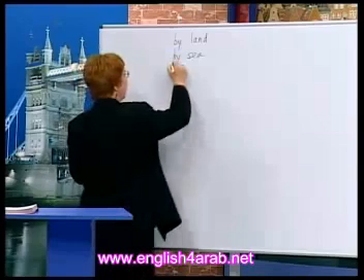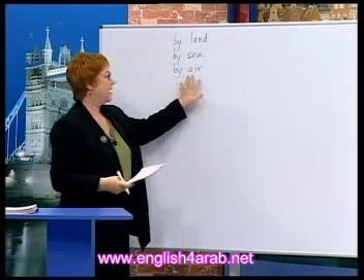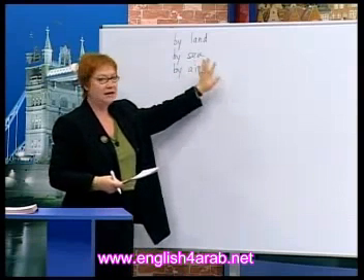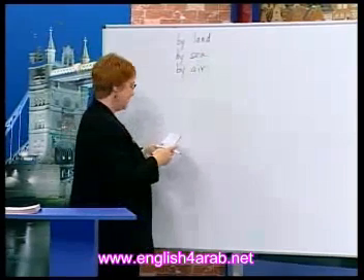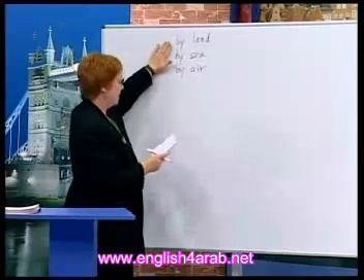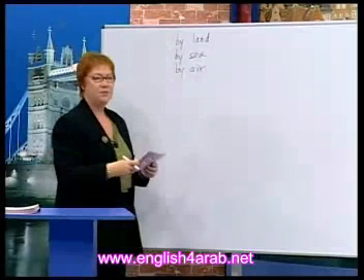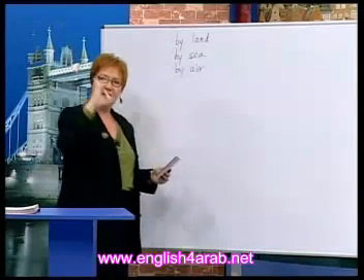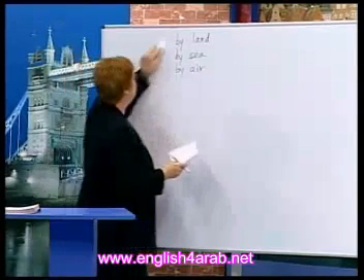Okay? And we travel by air, of course, when we are in the sky. Plane, helicopter, balloon, wings maybe. Okay? So we talk about by when we talk about how we travel. Now, we're going to put the transportation that we saw into groups. Now, let's do it this way.